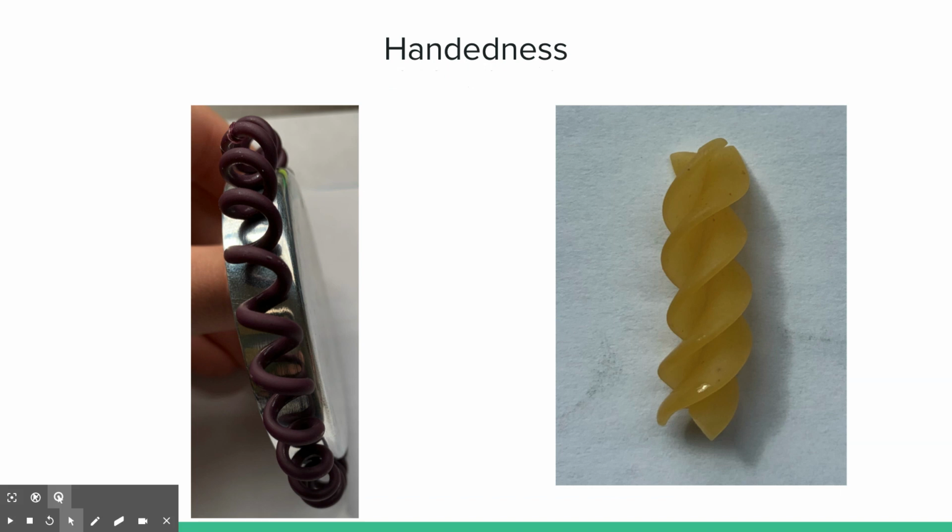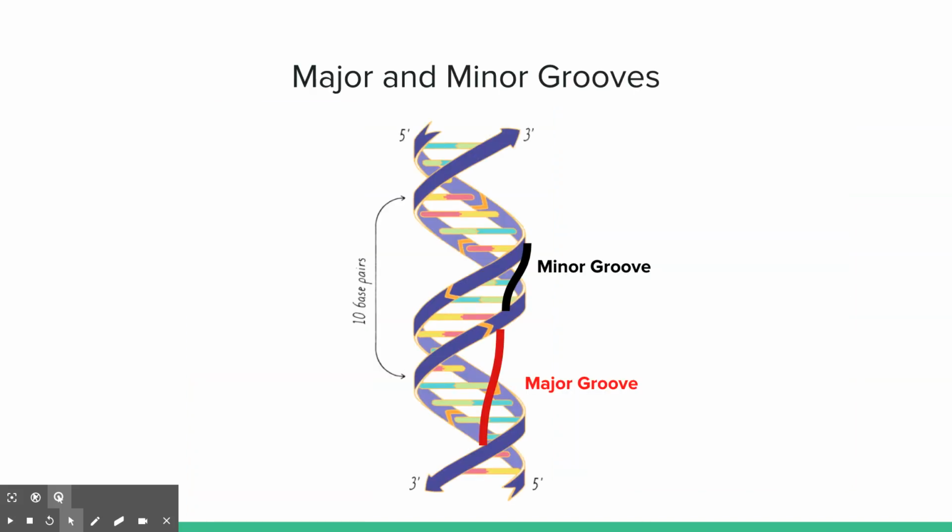The picture on the left shows a left-handed spiral, and the picture on the right shows a right-handed spiral. DNA is most commonly shown as a right-handed spiral with 10 base pairs per turn. DNA also has major and minor grooves. As you can see, the major groove has much more room for protein binding and interaction.